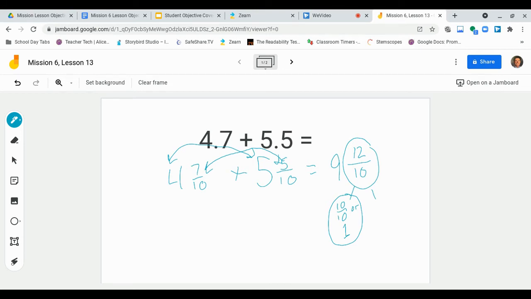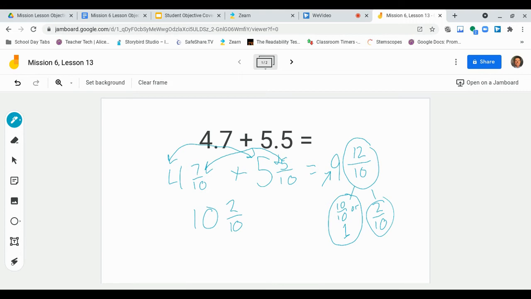Okay, what am I left with? If I take away 10 from the 12, I'm left with 2/10. So 12/10 is the same as 1 and 2/10. So I already had the 9 wholes, so I just need to combine the 9 wholes that I already had right here with 1 and 2/10. So 9 plus 1 is 10, and then 2/10.